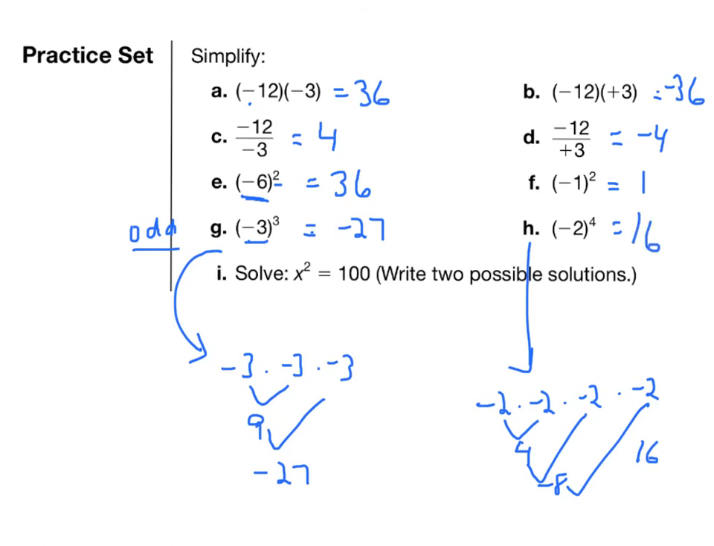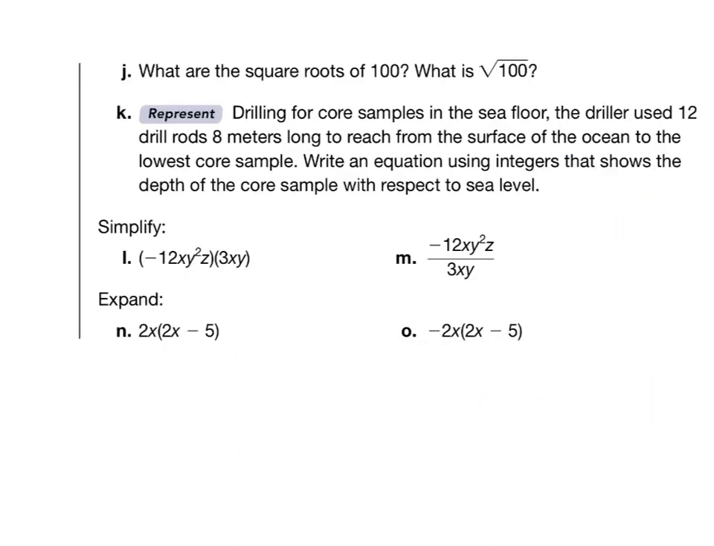And then for I, solve, write two possible solutions. X is either 10 or negative 10. Either one will equal a positive 100. All right, next page. All right, the last part of our practice set is here. Again, you can work these problems and then just check them, or you can follow along. What are the square roots of 100? Square root of 100 is either 10, which is 10 squared, or negative 10 squared. So it would be 10 and negative 10. Either one equals 100.